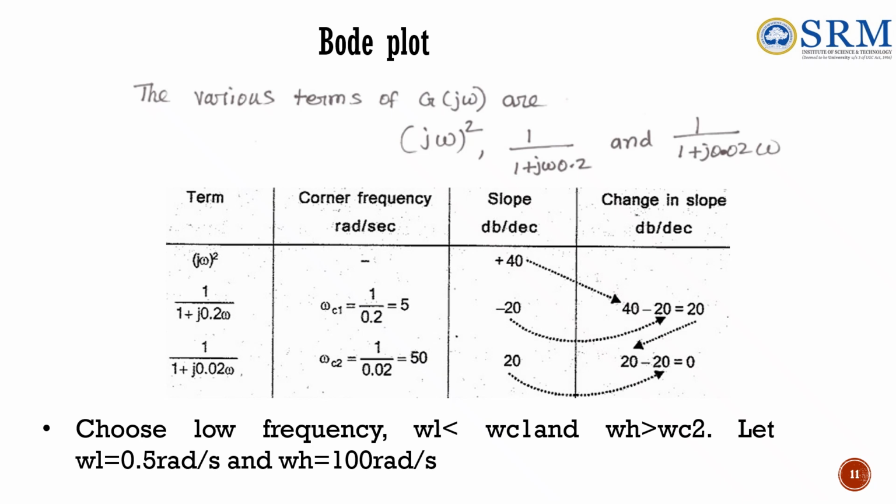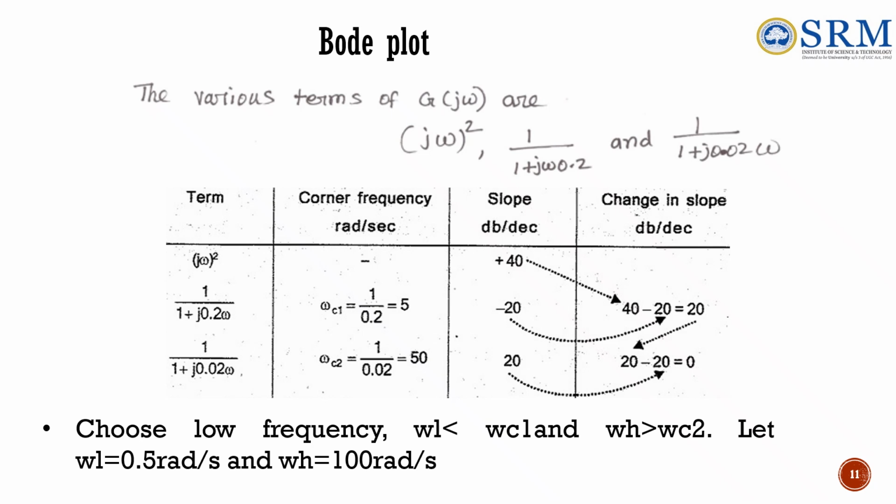Next term is 1 by 1 plus j0.02ω. So the corner frequency ωc2 is 1 by 0.02, which is equal to 50 radian per second. Again the slope is −20. So the change in slope is 20 plus minus 20, which is equal to 0.